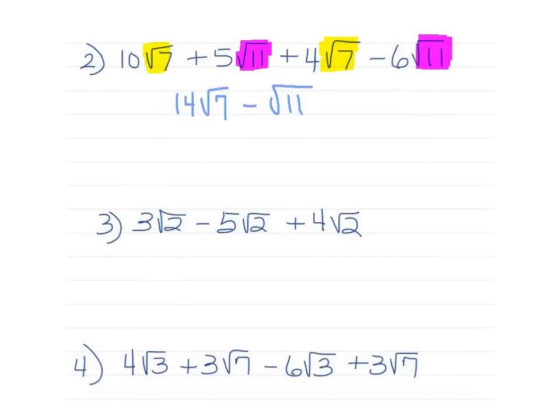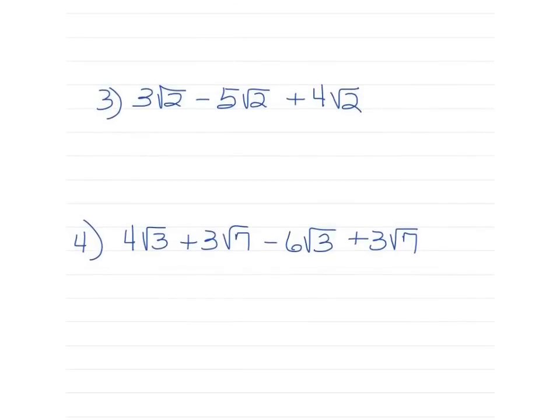Okay, try number 3 on your own. 3 and 4, actually. Do 3 and 4 on your own. Pause the video now and come back and check your answer. Number 3 is 2 radical 2. And number 4 is negative 2 radical 3 plus 6 radical 7. Remember, we cannot combine terms that don't have the same radicands.